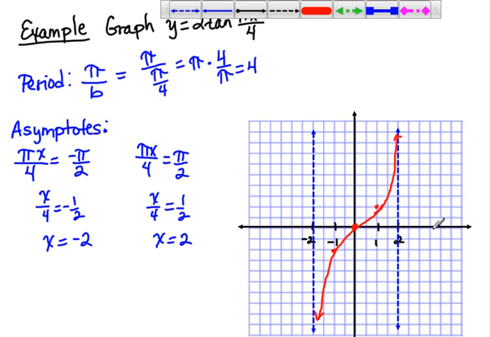And you could complete another cycle. If you go out to 4 units, you would have another asymptote. I'm sorry, if you go out to 6, because the period is 4, you would have another vertical asymptote, and then the graph would look in a similar fashion.